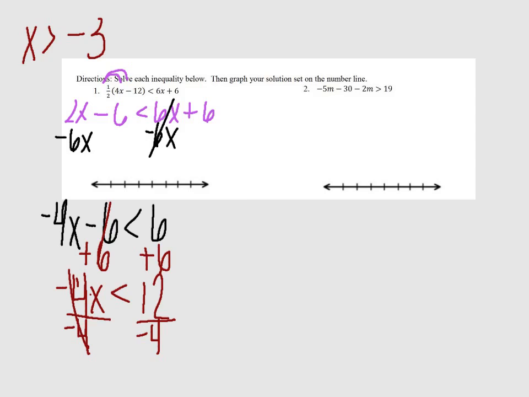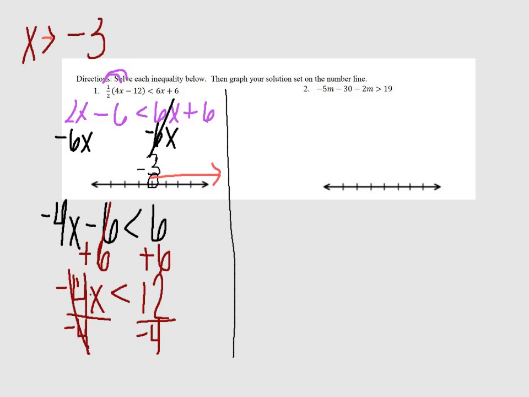Now the final step is to graph your solution. So I'm going to put negative 3 on my graph. It is just a less than sign, so it is open. It is not included. And then if I were to make it look like an arrow, my arrow is pointing to the right. So my arrow is going to the right.